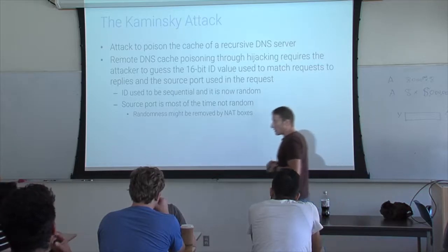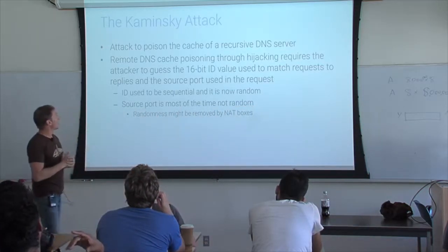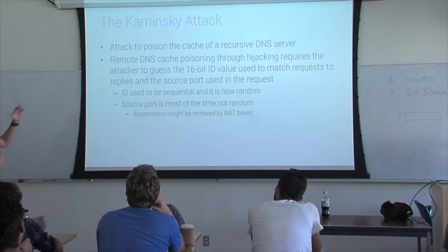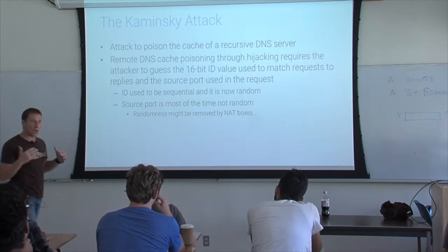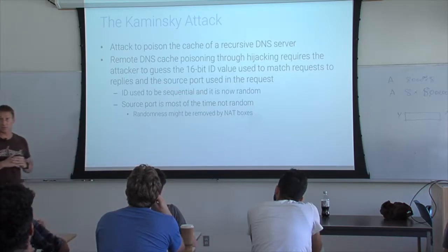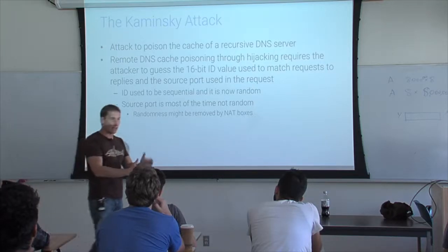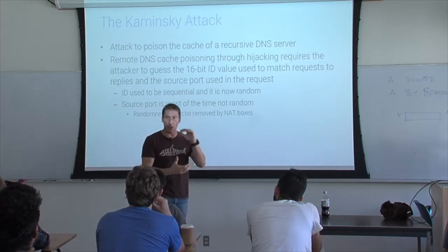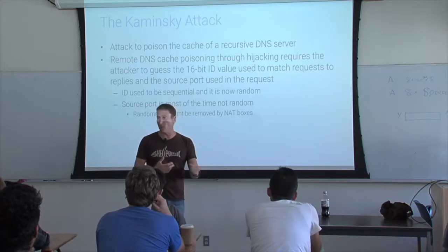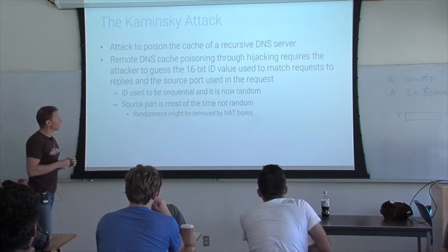So it was found by a famous security researcher, Dan Kaminsky. And the basic idea here is that we want to poison the cache of a recursive DNS server. So we want to convince somebody to whom people go that there is a particular mapping between a specific domain name and an IP address, usually under my control. Okay?